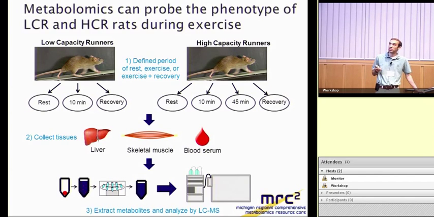10 minutes is close to the exhaustion time of the low capacity runners. 45 minutes is closer to the exhaustion time of the high capacity runners. And after these periods of time, the animals are anesthetized, sacrificed, and we collect their tissues. And we do that as quickly as possible.